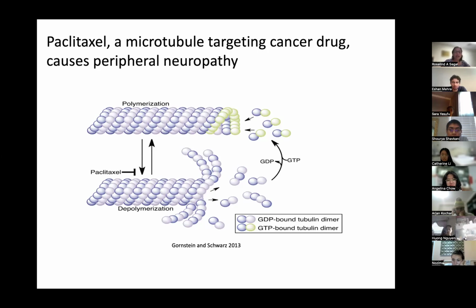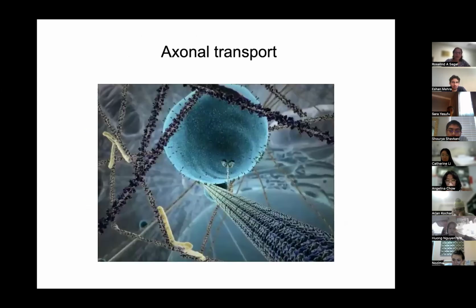Now, microtubules are essential for cell division, and interfering with their function is a very good way to stop tumor growth. So why does this microtubule targeting cancer drug cause peripheral neuropathy?